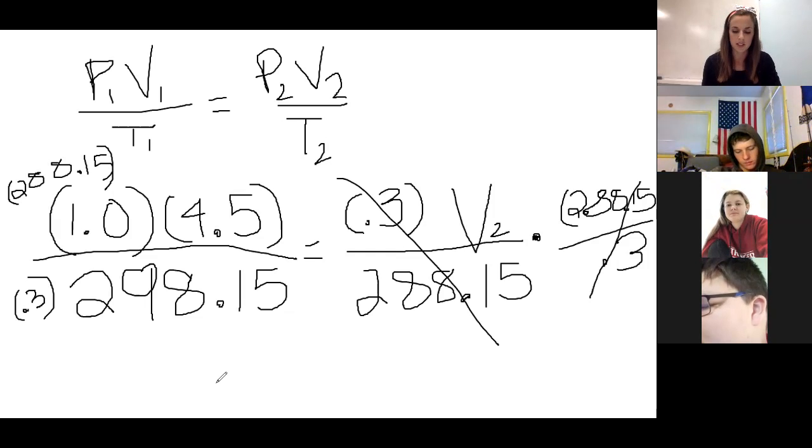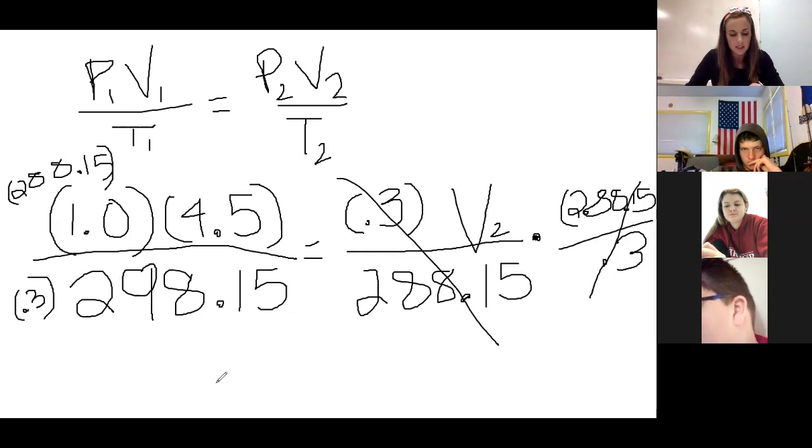All right, so that's our new volume, and here they rounded it to just 14 because we have 2 significant figures given to us in the word problem. All right, next one.